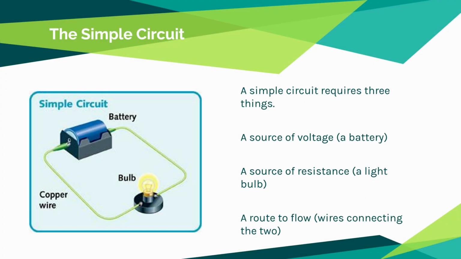The simple circuit. The simple circuit needs three basic parts. First, we need a source of voltage. It's usually a battery. Second, it needs a resistance or load, such as a bulb. And third, it needs a path for the current to travel, such as wires connecting everything together. We also sometimes like to put a switch in here, but that is not necessary to make a simple circuit.